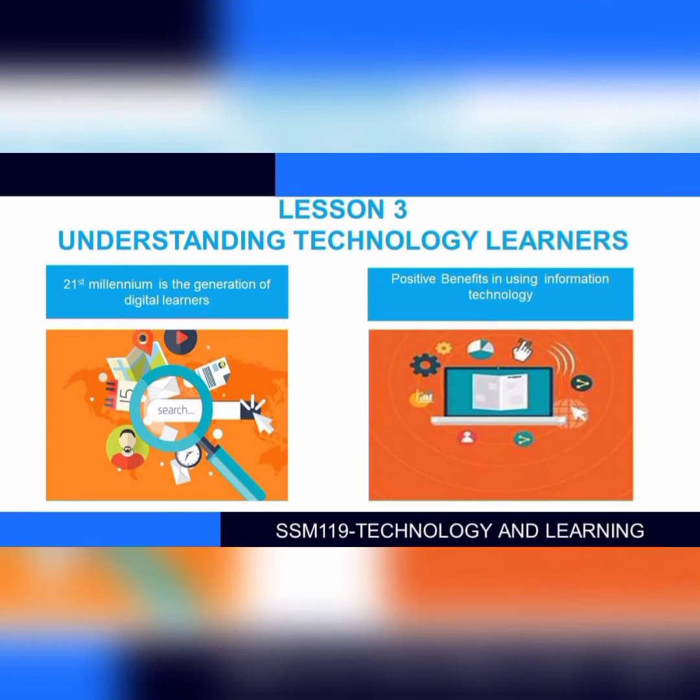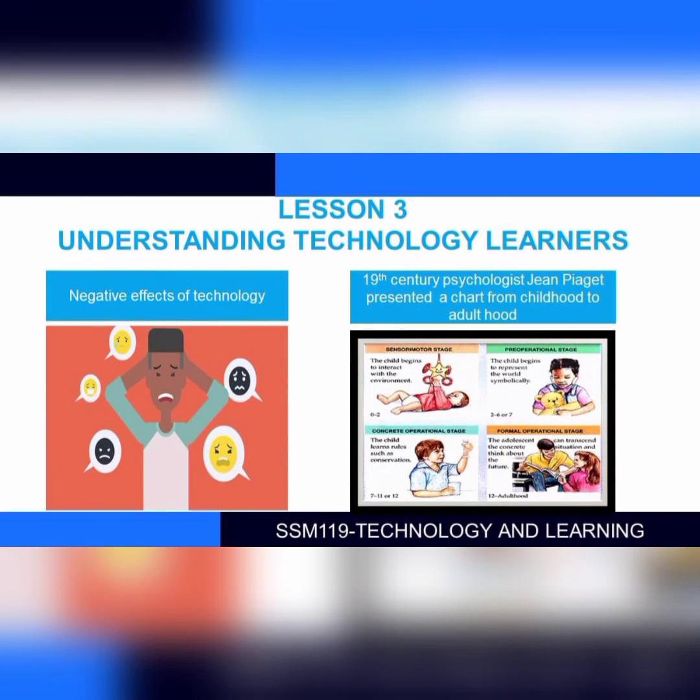Next, the 21st millennium is the generation of digital learners. Again, we are now in a time where technology matters in everything and people depend on technology because we all know that using technology gives a lot of benefits to us, especially in the field of education. Positive benefits always come with negative ones. Using technology without discipline puts our lives at high risk.